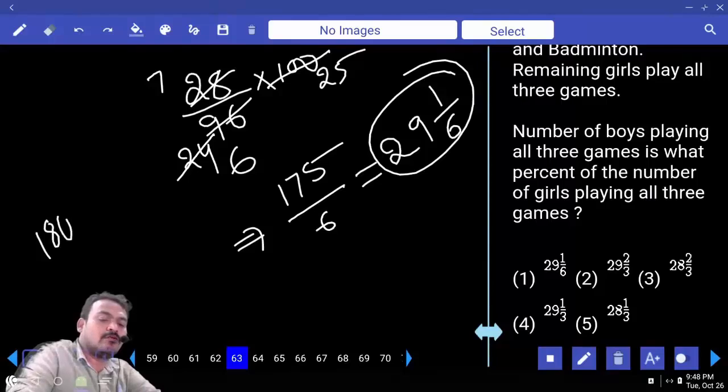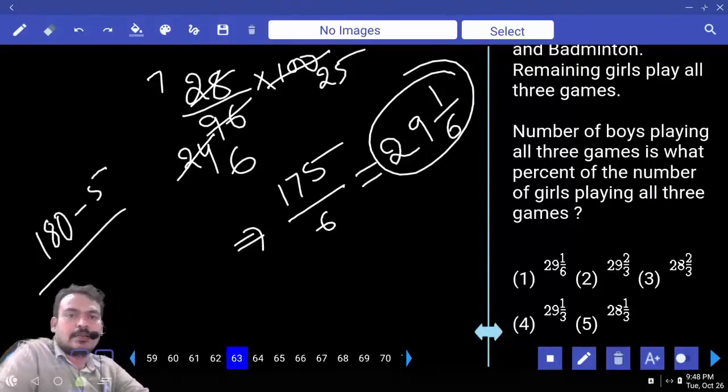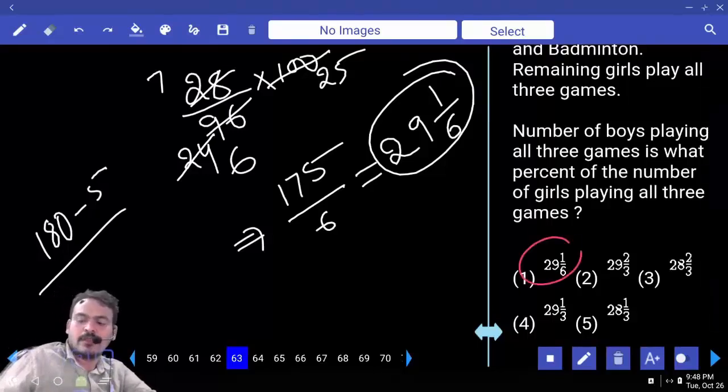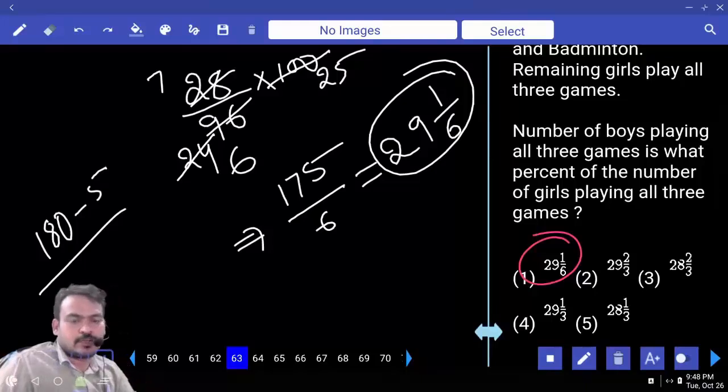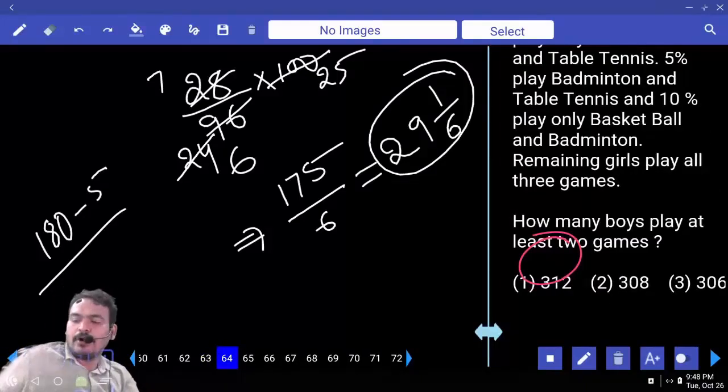175 means it is near to 180 minus 5. Means near to 30 times or less than 30 times? Less than 30 times but near to 30 times. Which option, first one or second one? First one. Next, 64. How many boys play at least 2 games?